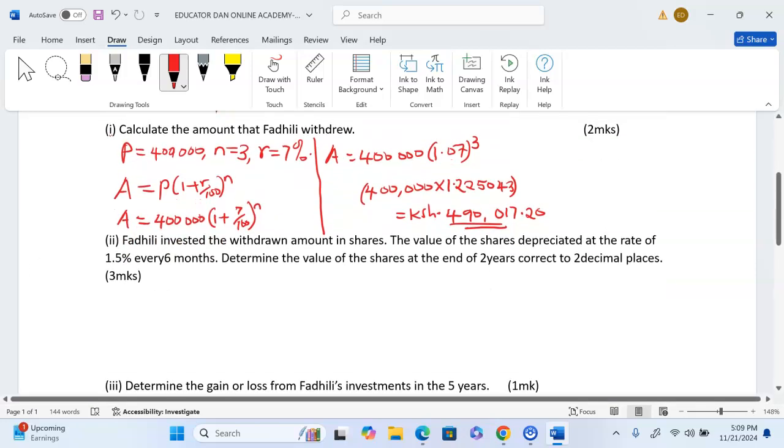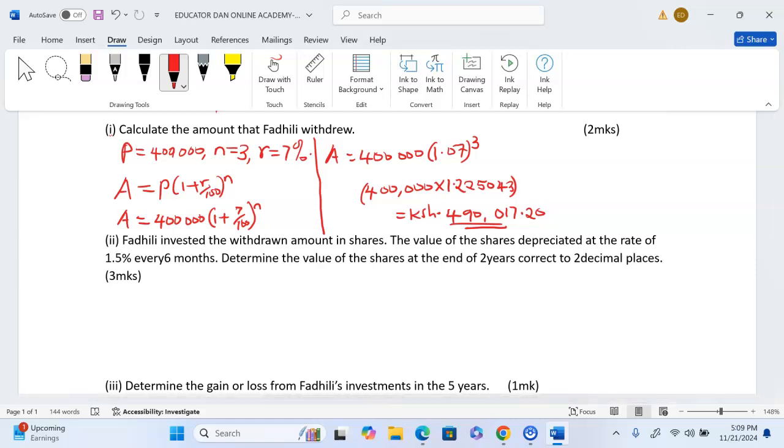We go to Roman 2. Fatili invested the withdrawn amount in shares. We know the withdrawn amount that we are going to invest is 490,017.20, which represents our principal in this case. The value of the shares depreciated at the rate of 1.5%, meaning the rate is 1.5%. We have also been told that it depreciates every 6 months. Determine the value of the shares at the end of 2 years.